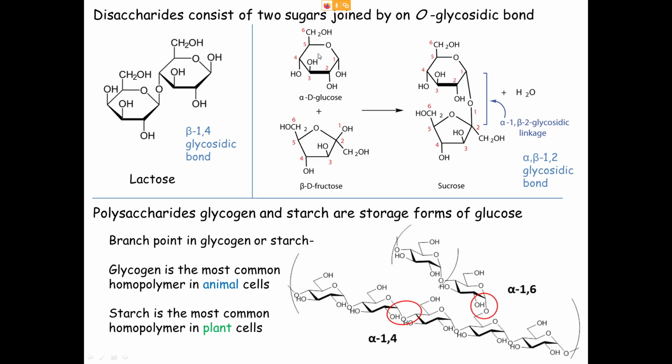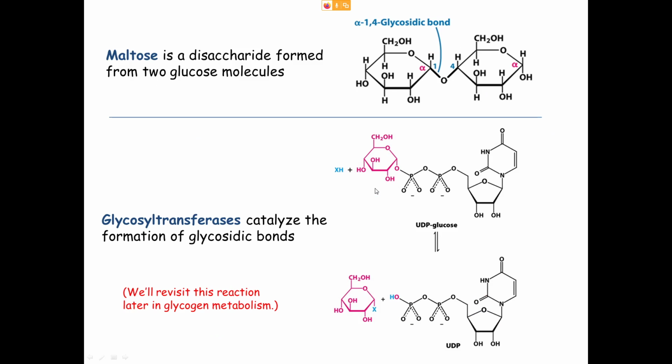Right, so it's glucose in its alpha form, fructose in its beta form, number 1 of the glucose and number 2 of the fructose, alpha on the first one, beta on the second, forming sucrose. Okay, and sucrose is unique among these three. So let's go back to maltose real quick.